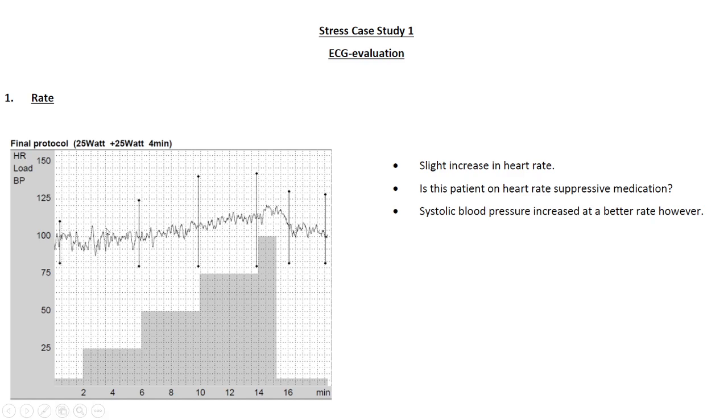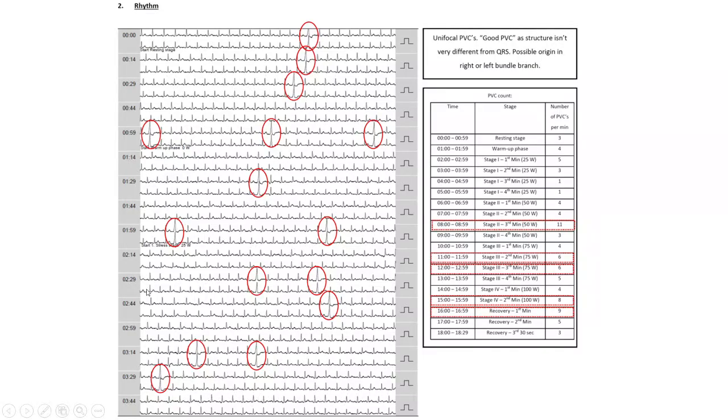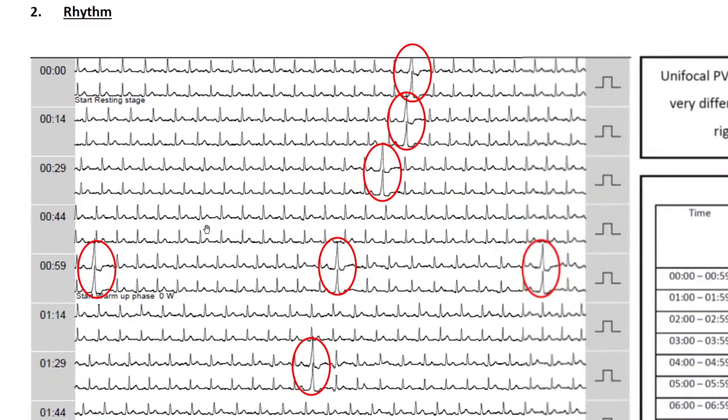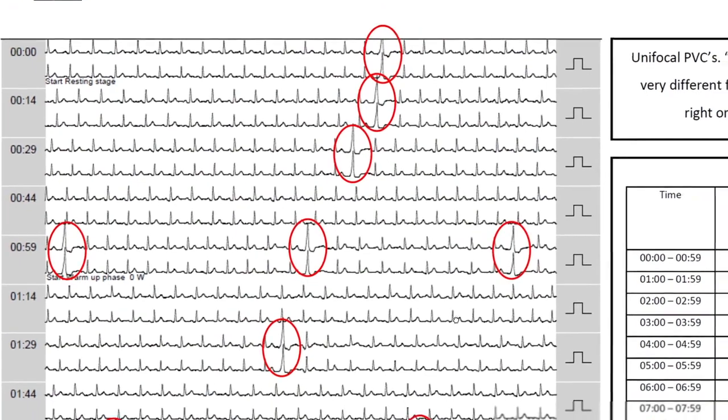We can see, however, that the systolic blood pressure increased more and was better. Also, this person's heart rate was initially very high; his resting heart rate was 101 beats per minute, indicating sinus tachycardia. When we look at rhythm, we look at all of the waves, and this is very nice to identify.